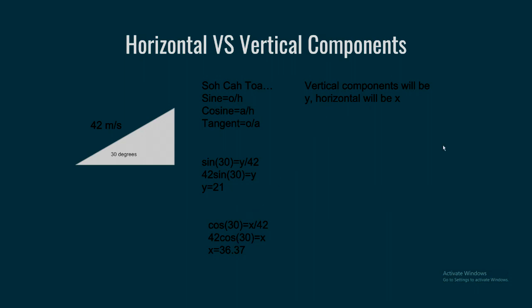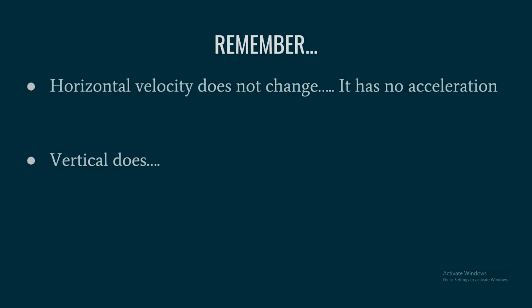So essentially what this is saying is that the vertical initial velocity is 21 meters a second and the horizontal initial velocity is 36.37 meters a second. A thing to remember is that horizontal velocity does not change. It has no acceleration, but vertical does.